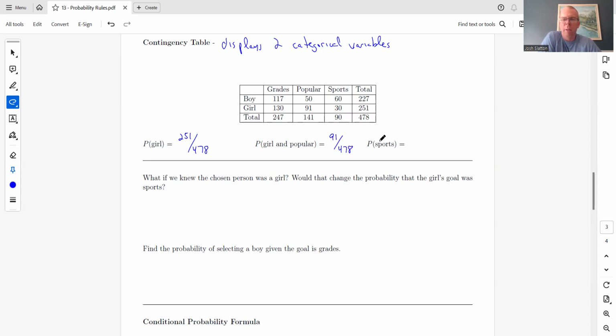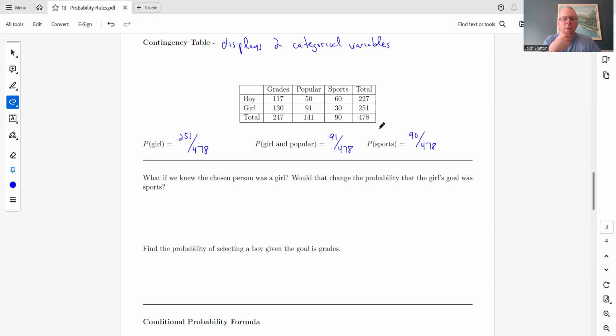And then last, we have the probability that a randomly chosen student wants to be good at sports. And so we go to the sports column. We have 90 who want to be good at sports, and that's boys and girls, out of the 478. All right, so those are very easy to do. And you notice all of these denominators are 478 because we're just looking at, out of the whole student body, what's the probability that we get whatever it is that we're looking for.